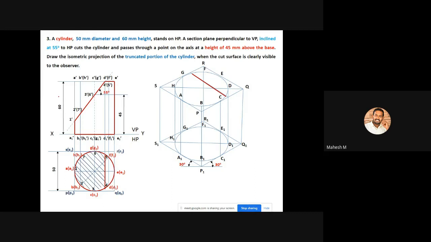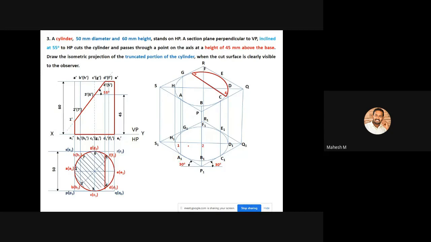So point number 1 is available on A1 dash to A dash. Okay, it is available on A1 dash to A dash. So you can measure this particular distance with your compass, and you can mark the point number 1 on this A1 to A line. You can measure this distance. Similar to that, you can measure the distances of 2 to 7. So 2 is available on B1 to B.